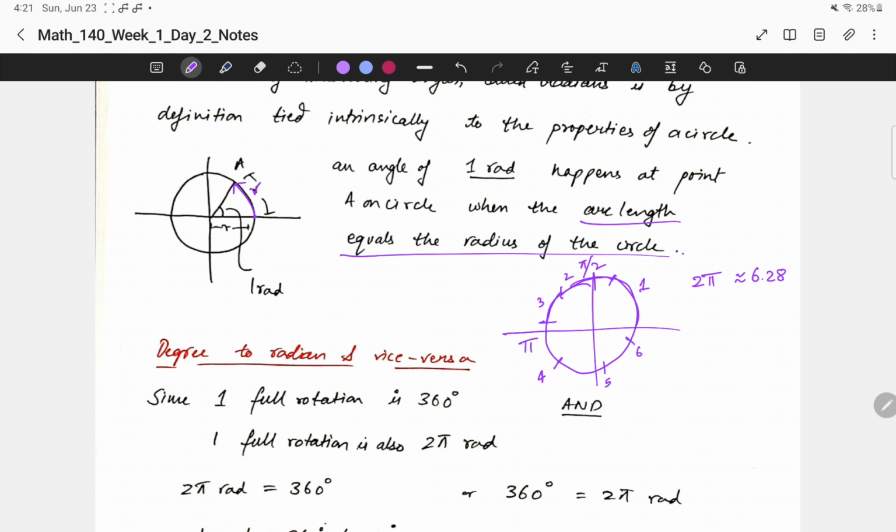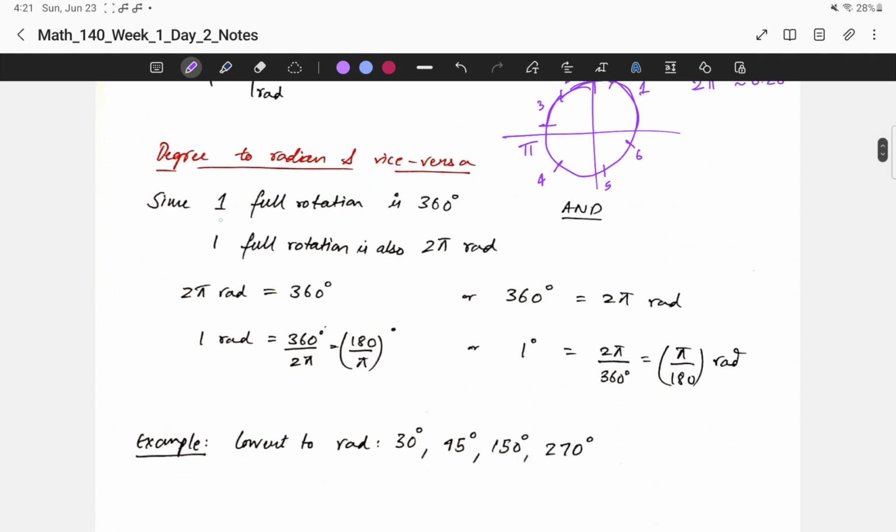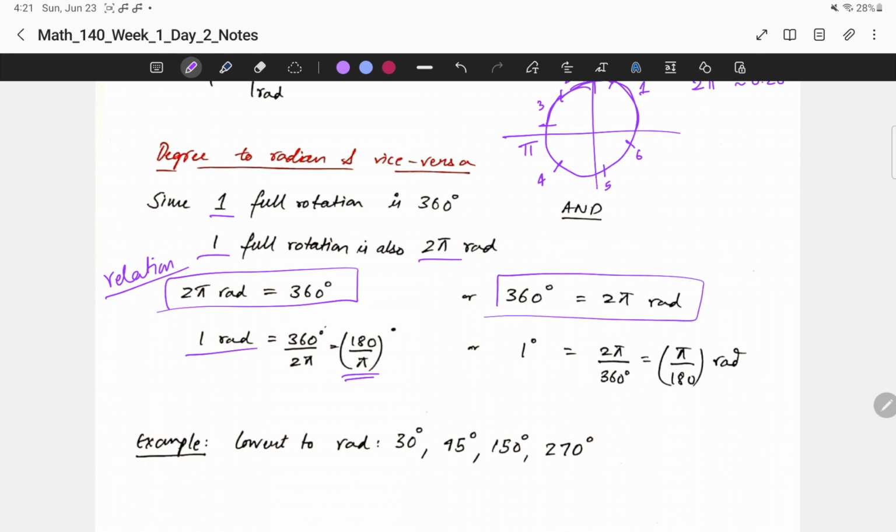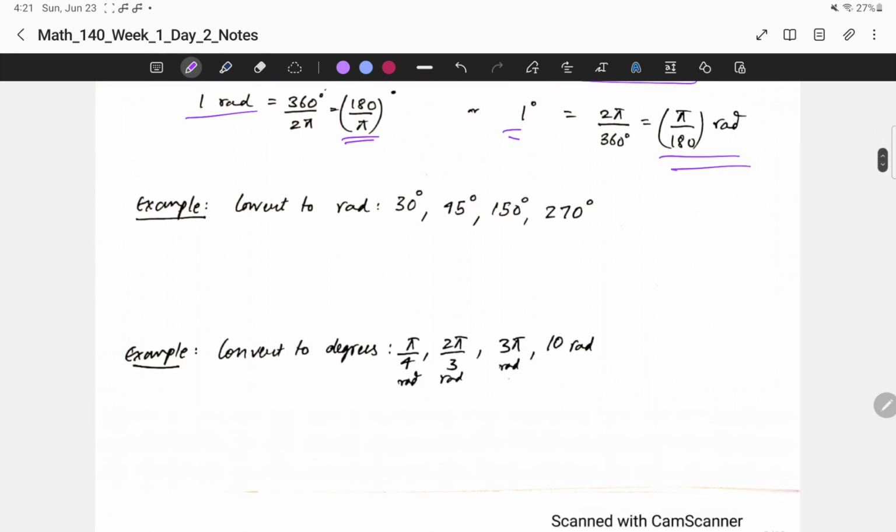Now since we have these two systems of measuring the same thing, we need to know how to go from one to the other. One full rotation in degrees is 360 and in radians is 2 pi radians. They need to mean the same thing, which means 2 pi radian is 360 degrees, and you divide by 2 pi to get 1 radian is 180 over pi degrees. Similarly, if you solve for the degree part, 360 degrees equals 2 pi radian, then 1 degree equals pi over 180 radian. Let's look at some examples.